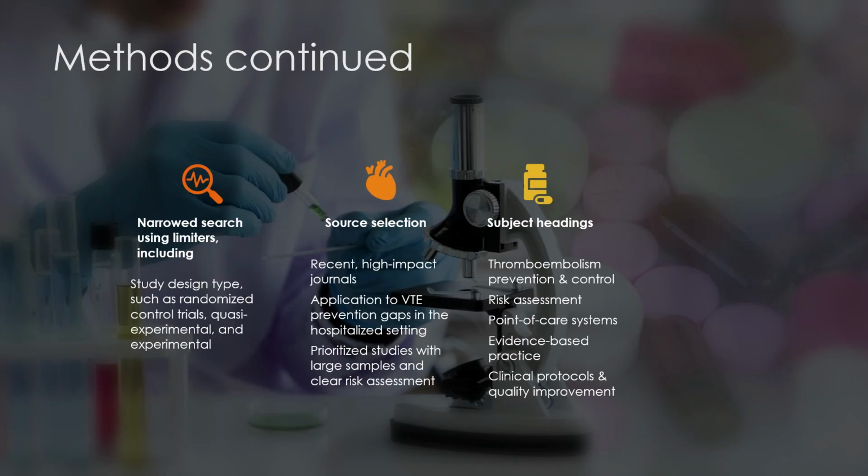Narrowing the search was made easier by using limiters such as study design type, focusing on randomized control trials, quasi-experimental, and experimental studies. Source selections were based on recent high-impact journals. Sample size was carefully thought about, as well as risk assessment practices. Subject headings include thromboembolism prevention and control, risk assessment, point-of-care systems, evidence-based practices, and clinical protocols and quality improvement.